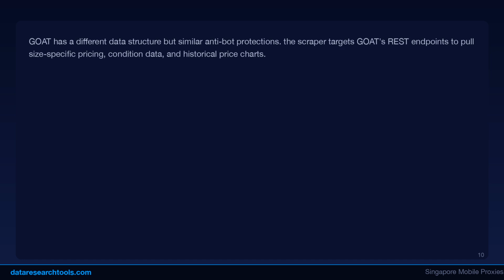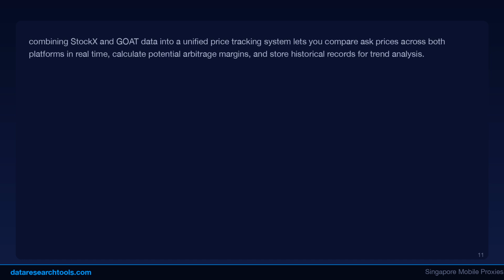Combining StockX and GOAT data into a unified price tracking system lets you compare ask prices across both platforms in real time, calculate potential arbitrage margins, and store historical records for trend analysis. The complete pipeline initializes both scrapers, runs them against a list of target sneaker models, and writes results to a structured data store for ongoing monitoring.